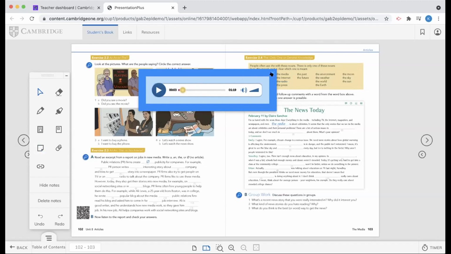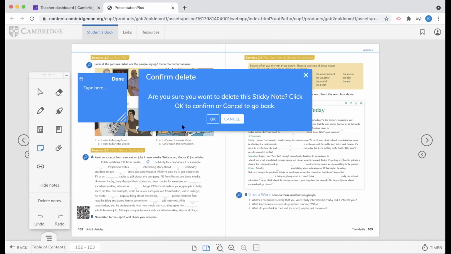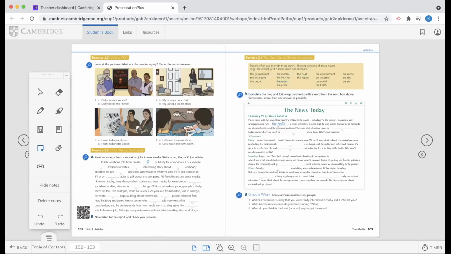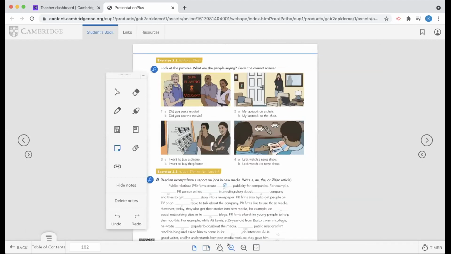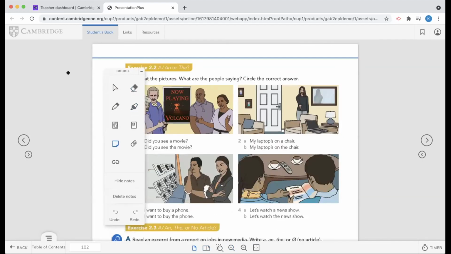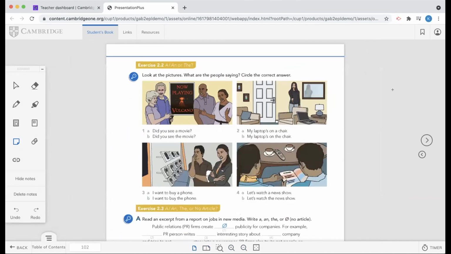And what else can you do? You can add notes to specific places. You can just write notes to yourself, or if you're sharing a screen, you can write notes that you want all your students to see. And if you want to expand and just concentrate on one page, you can just do a single page view. This is the double page view. And again, you can zoom in to show just the sections you're working on as well.